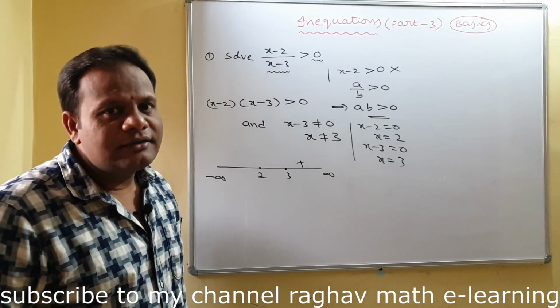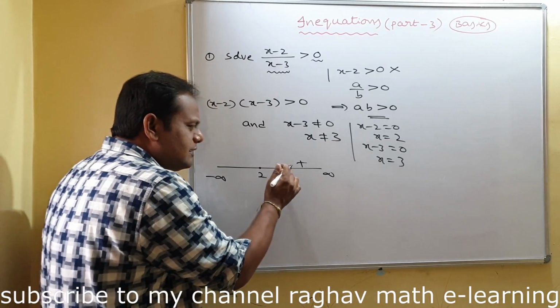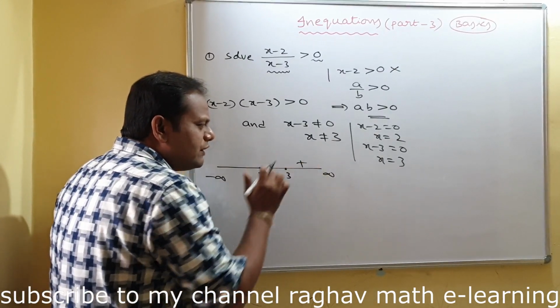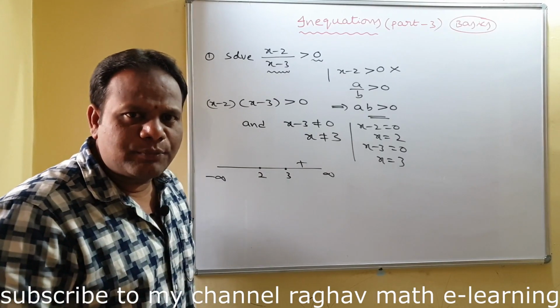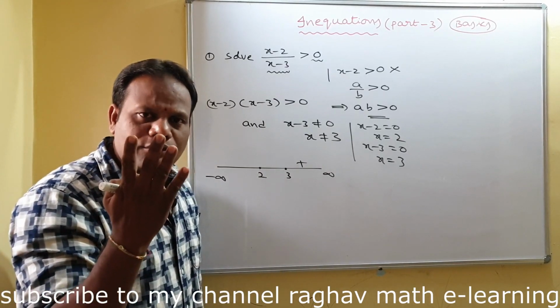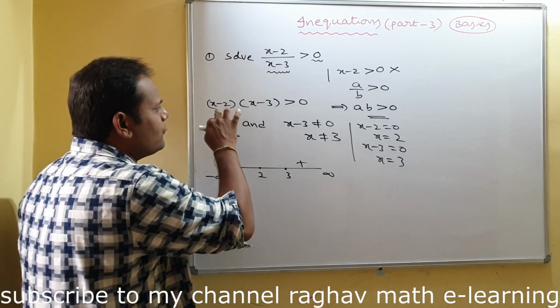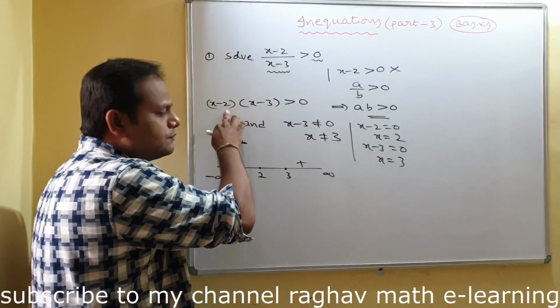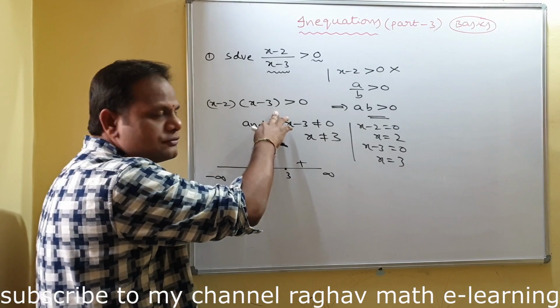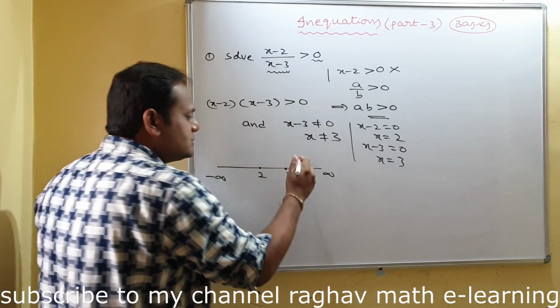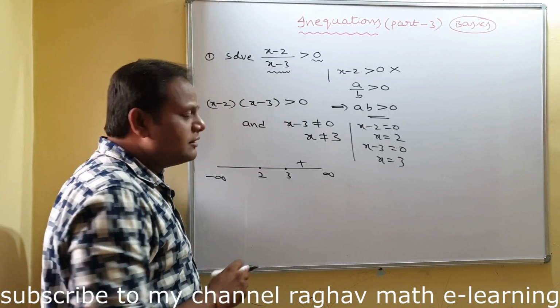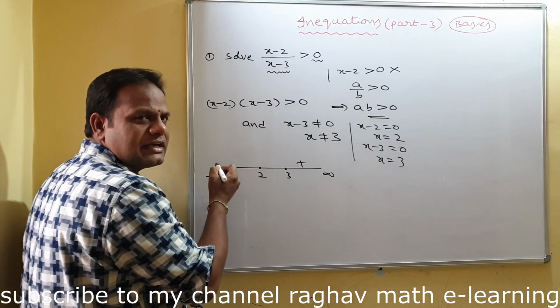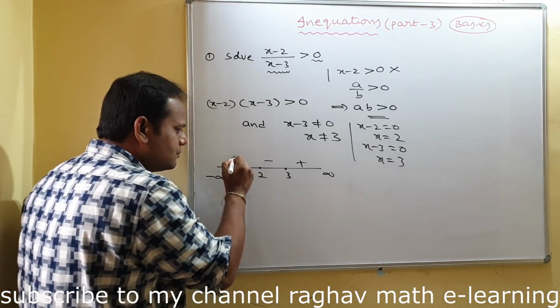Blindly you can take it. Otherwise, between 3 and infinity, you take any real number. Suppose I am taking 4. You take 4 in this inequation. 4 minus 2 is positive, 4 minus 3 is positive. Positive into positive is positive. So it is positive. Like that, you can change the sign alternately, negative, positive.